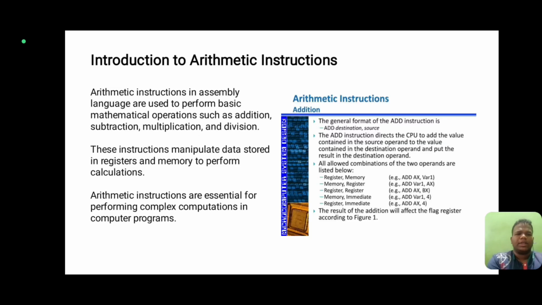Today we will talk about arithmetic instructions with examples in assembly language. Introduction to arithmetic instructions. Arithmetic instructions in assembly language are used for performing basic mathematical operations such as addition, subtraction, multiplication and division. These instructions manipulate data stored in registers and memory to perform calculations. Arithmetic instructions are essential for performing complex computations in computer programs.